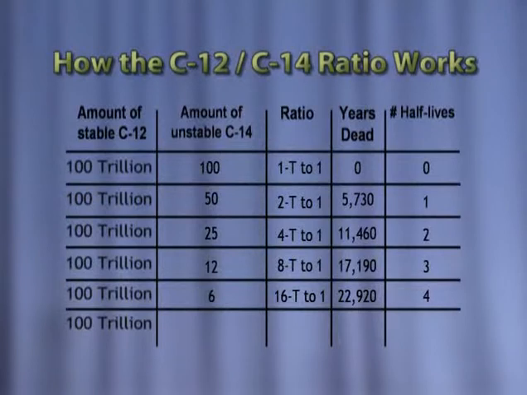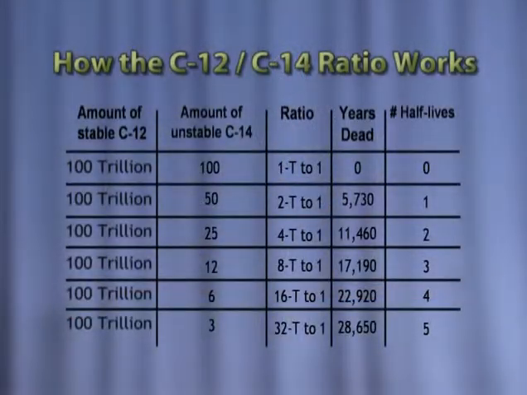Another scenario. Again, 100 trillion carbon-12 atoms, but we only find about 6 carbon-14 atoms. That is a ratio of 16 trillion to 1. So that means 4 half-lives have expired, or about 22,920 years ago is when that creature died. And finally, we find 100 trillion carbon-12 atoms, and only 3 carbon-14 atoms. That's a ratio of about 32 trillion to 1, or about 5 half-lives, or about 28,650 years ago is when that creature died.